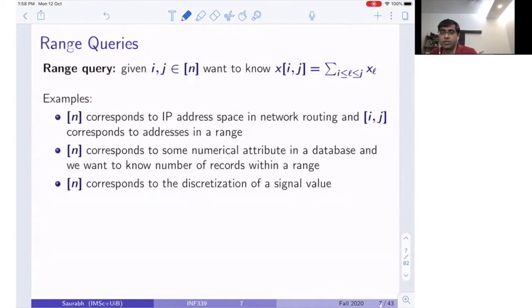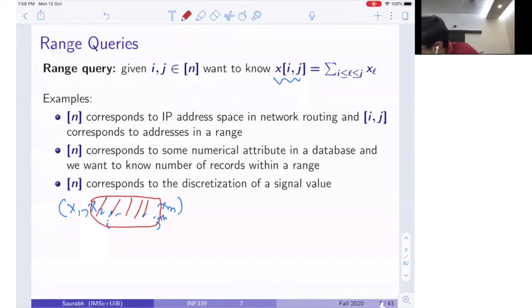So what is range queries? Range queries is slightly different in the sense that now you give me i, j in n, and you would like to know x_ij. So what is x_ij? I want the sum. Remember, we have been given this vector x1, x2, ..., xn. This is our vector x. Now you give me some ith coordinate and some jth coordinate, and you ask me, please give me the sum of the frequencies or the sum of the values here. So this is what x_ij corresponds to.